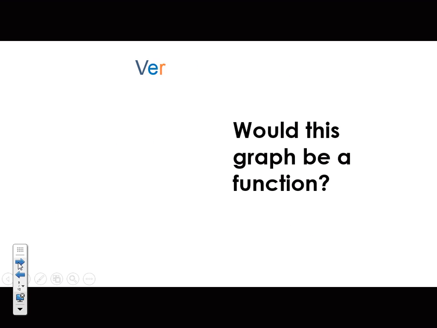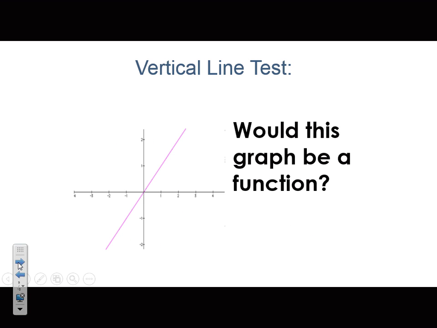All right, here comes the second example. Would this graph be a function? If we take our vertical line, so we're taking our pencil and we're moving across left to right, we're going to see that it only touches our graph at one point each time. So if we ask ourselves, would this be a function? We're going to say, yes, it only touches our graph one point at a time.